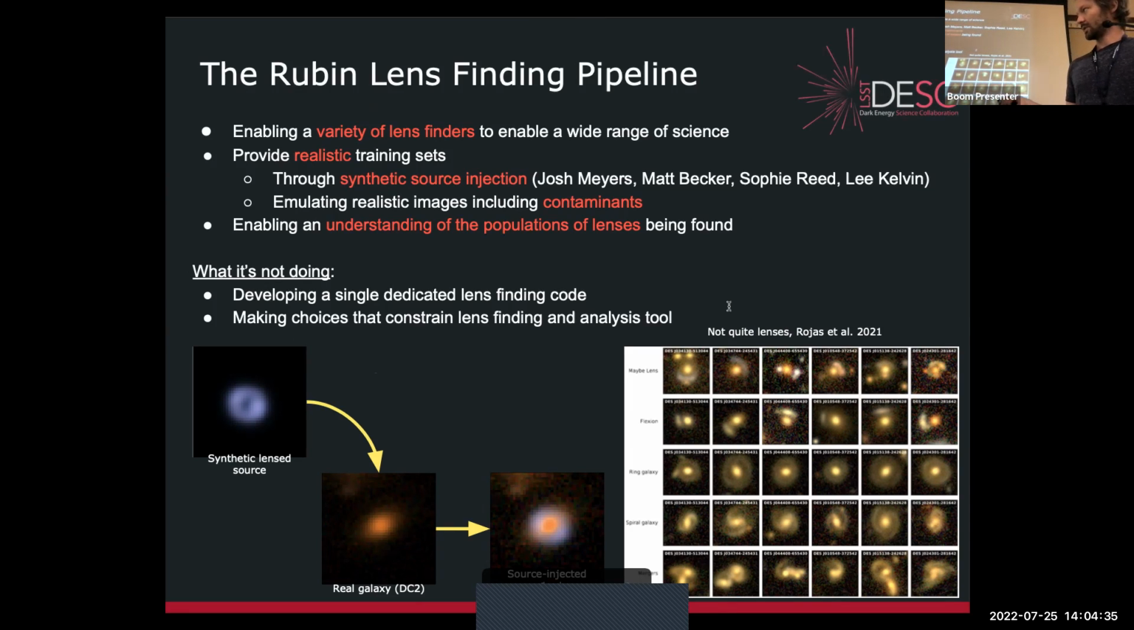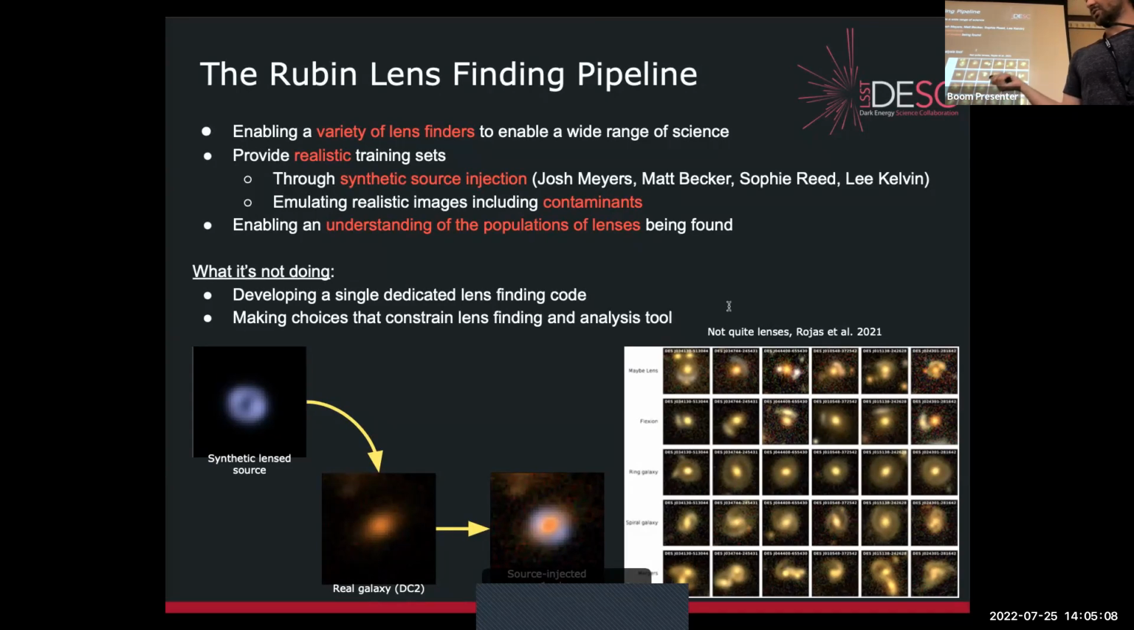The way I propose to do that is to take fake strong lenses, so synthetically generated simulations, and insert them into the actual Rubin images so that we have images that are realistic in terms of their exposure, their noise, the PSF, etc. While they have a sufficient number of strong lenses so that we can control what populations we're finding, and we can also build training sets based on that.